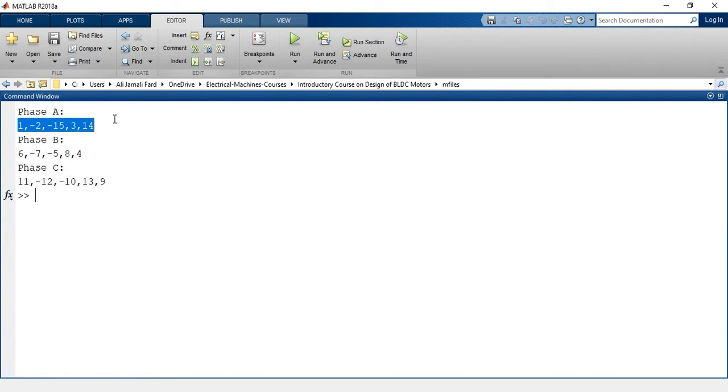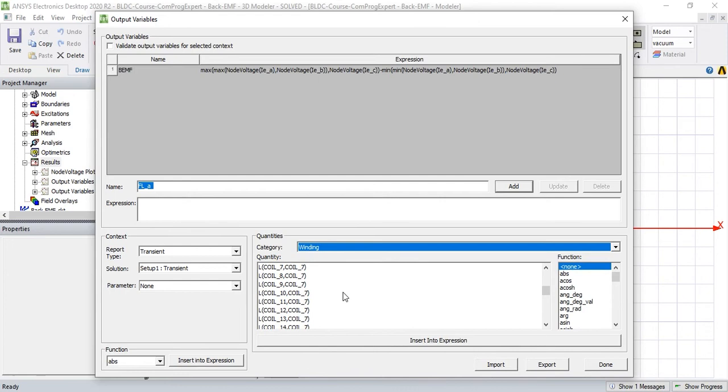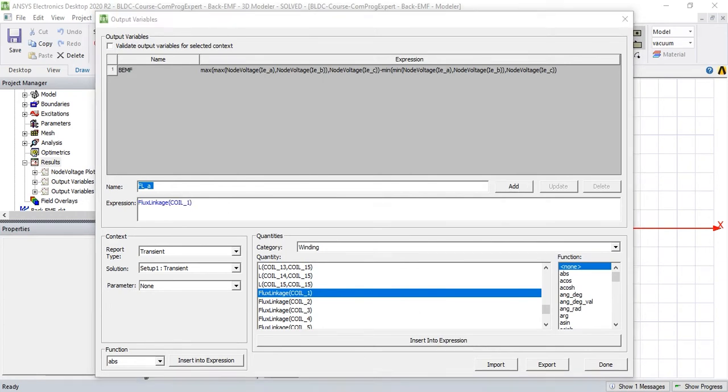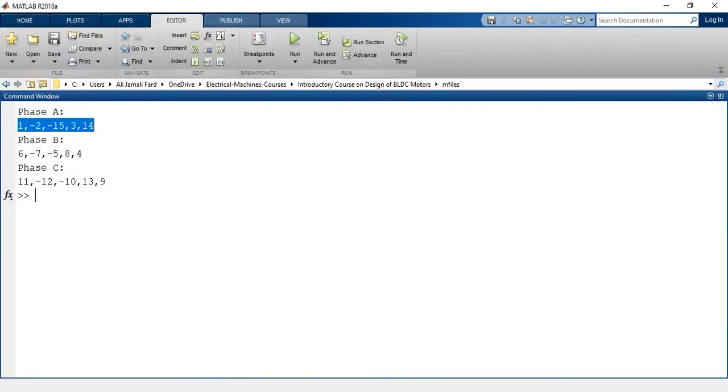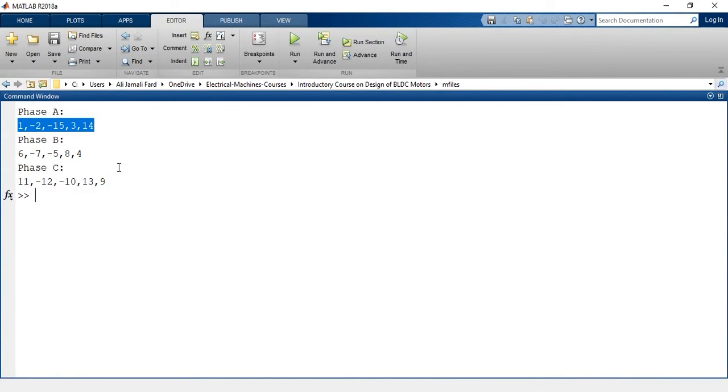As you know, the number of parallel paths is equal to 1. So I use this equation for calculation of the flux linkage from winding: flux linkage of coil 1, insert into expression. 1 minus 2 minus 15. So I copy this. Minus flux linkage of coil 2 minus flux linkage of coil 15 plus 3 plus 14 plus 3 plus 14. Add.